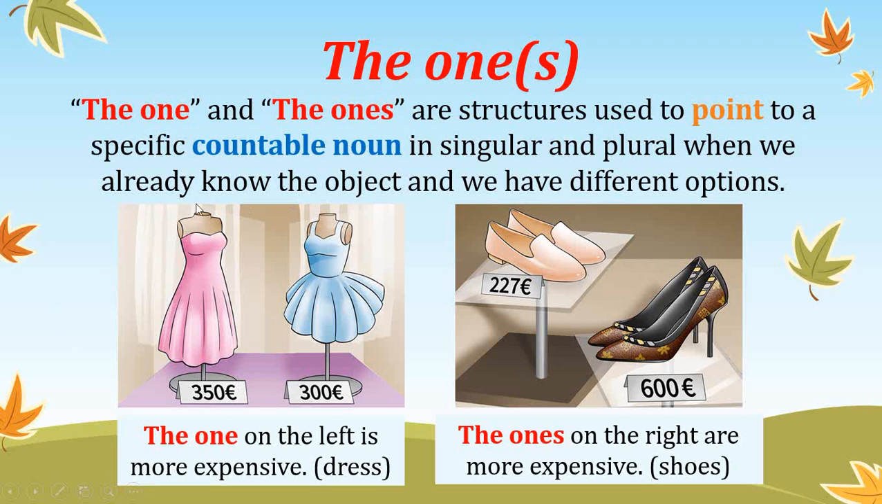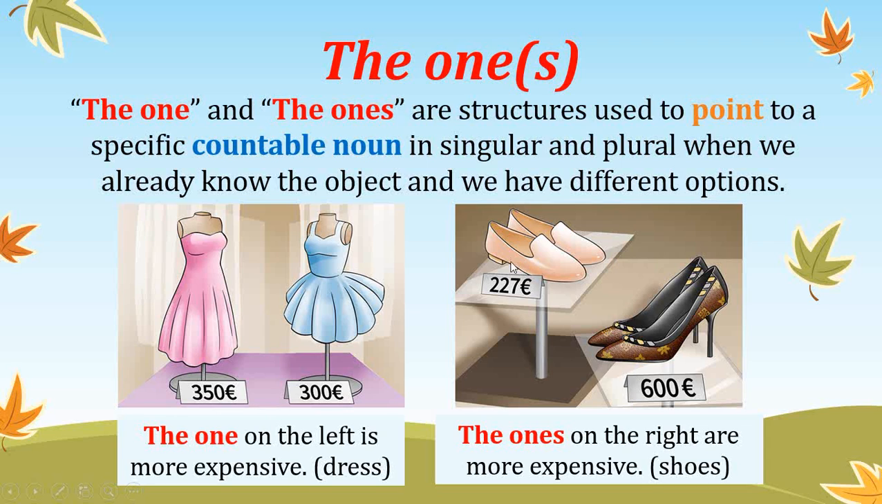Let's look at the first picture, the dresses. The one on the left is more expensive. The one on the left. And we already know that we are talking about a dress, because we are seeing it. We are watching it.